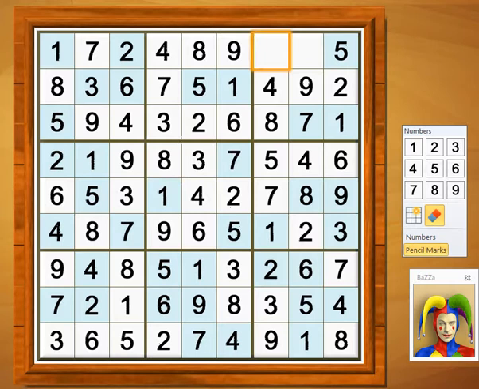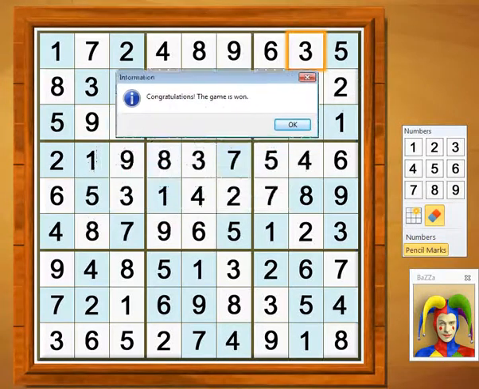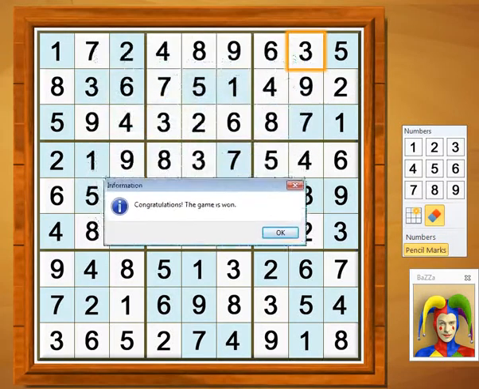Now we only got the 2 cubes left. We've got 1, 2, so we've got 3 and 6 are the 2 numbers missing. You can see 1, 2, 3, 4, 5, 6, 7, 8, 9. So 3 and 6. We can see here we've got a 3, so that has to be the 6, which means this one here is the 3. And there we go, we have won the game.